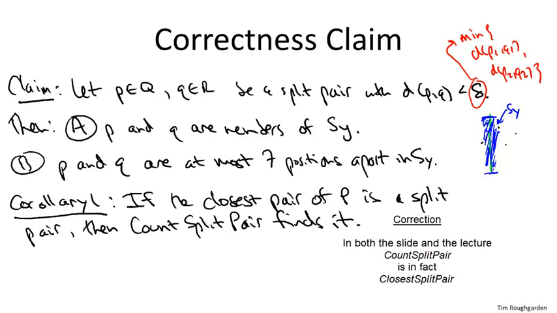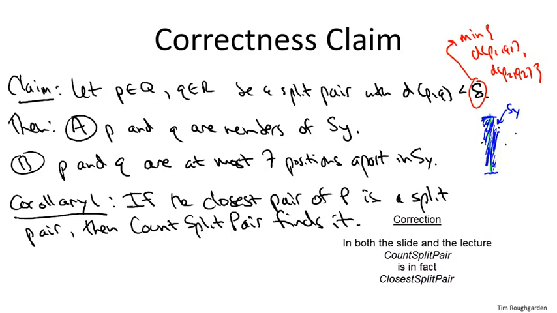Well, what does count split pair do? It has this double for loop, and it thereby explicitly examines a bunch of pairs of points, and it remembers the closest pair of all of the pairs of points that it examines. What are the criteria that are necessary for count split pair to examine a pair of points? Well, first of all, the points P and Q both have to survive the filtering step and make it into the array SY. Count split pair only searches over the array SY. Secondly, it only searches over pairs of points that are almost adjacent in SY, that are only 7 positions apart. But amongst pairs of points that satisfy those two criteria, count split pair will certainly compute the closest such pair. It just explicitly remembers the best of them.